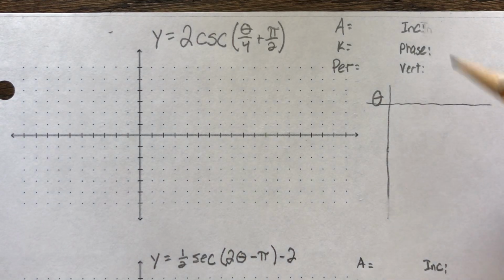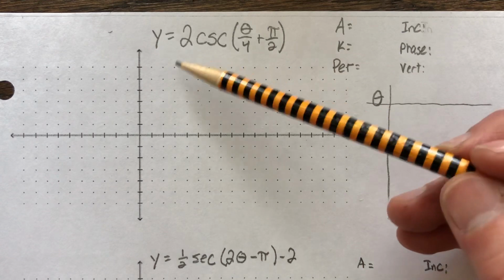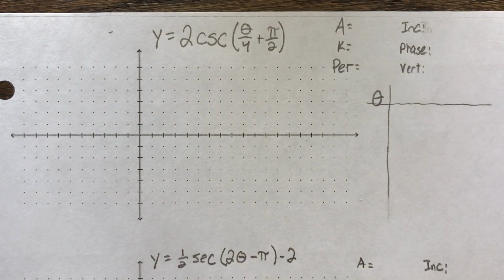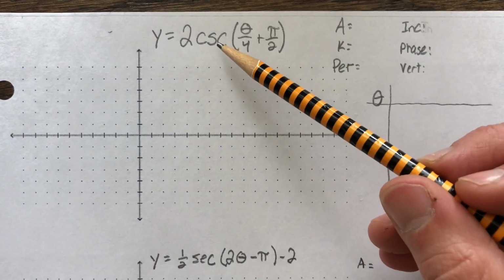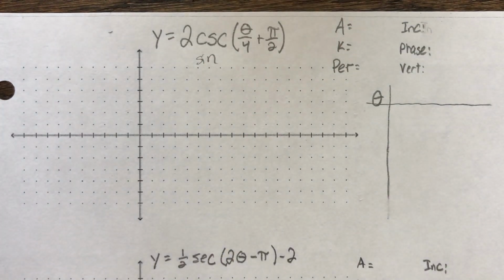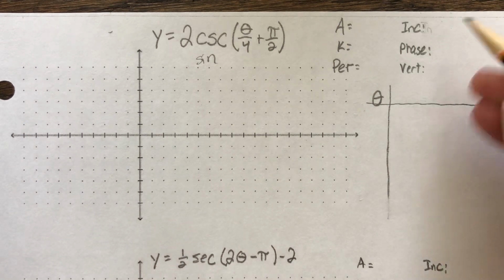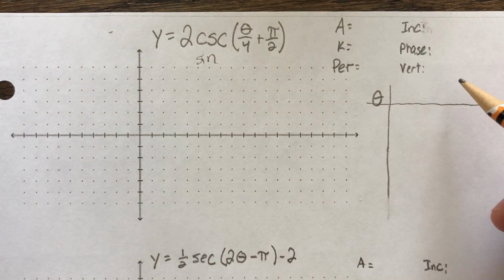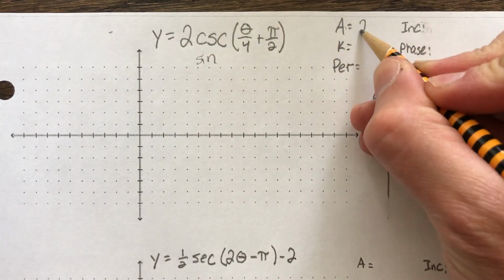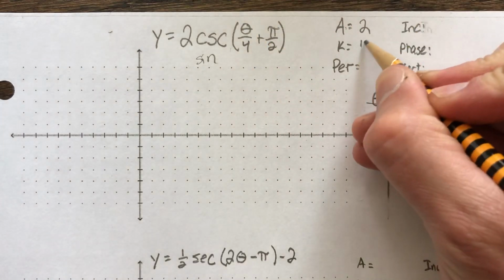Okay, first example of how to graph a reciprocal function. We're going to do 2 cosecant of theta over 4 plus pi over 2. The very first thing you need to do is identify what it's the reciprocal of, right? If you look at cosecant, you know that cosecant is the reciprocal of the sine. Make sure that's the very first thing you look at because you're going to need that. All of this stuff basically stays exactly the same as it did before. Your amplitude is 2, your k is 1/4.